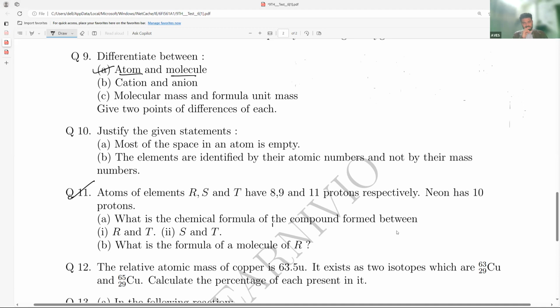Yes, Alvina, what is your answer? What are cations and anions? Cations are positively charged and are attracted to the cathode, whereas anions are negatively charged and are attracted to the anode. Okay, give me examples of this one.